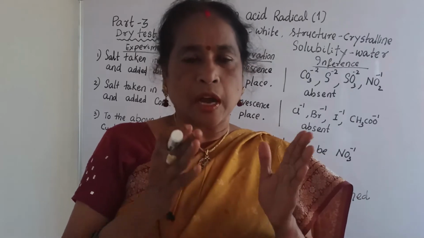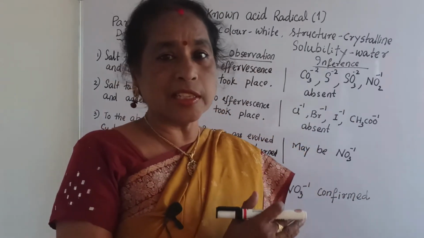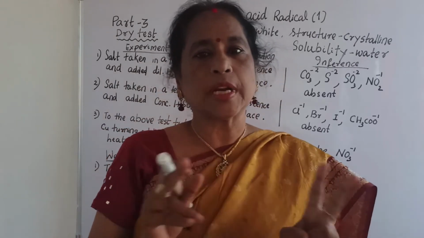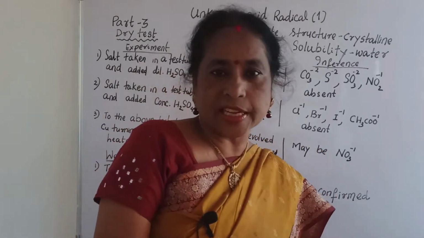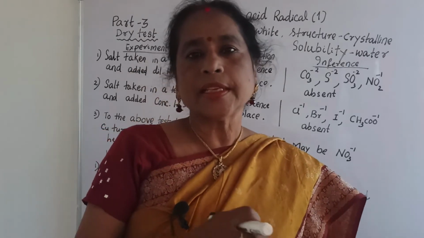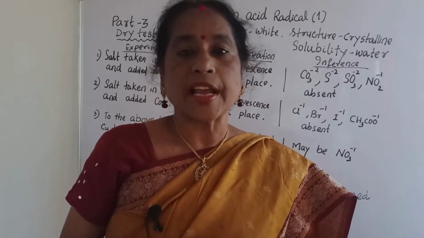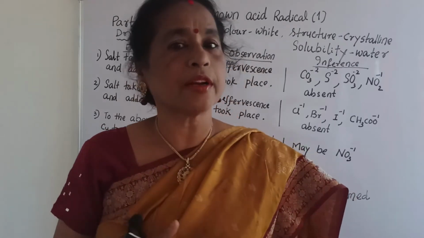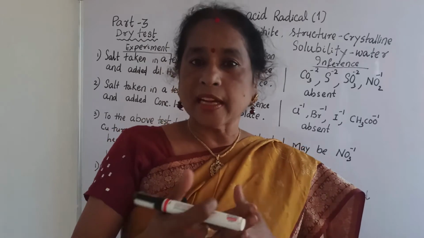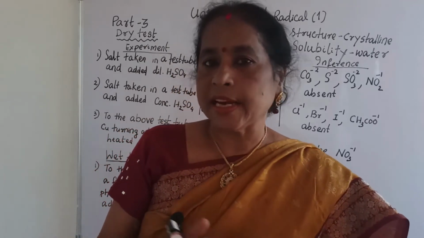That means, totally, what is the conclusion of the salt analysis? Salt contains 2 types of radicals. One is acid radical, the other is basic radical. Now you are proceeding with acid radical analysis. What is the acid radical? That which contains an atom or a group of atoms having negative charge, and that comes from acid. That is why it is called acid radical.